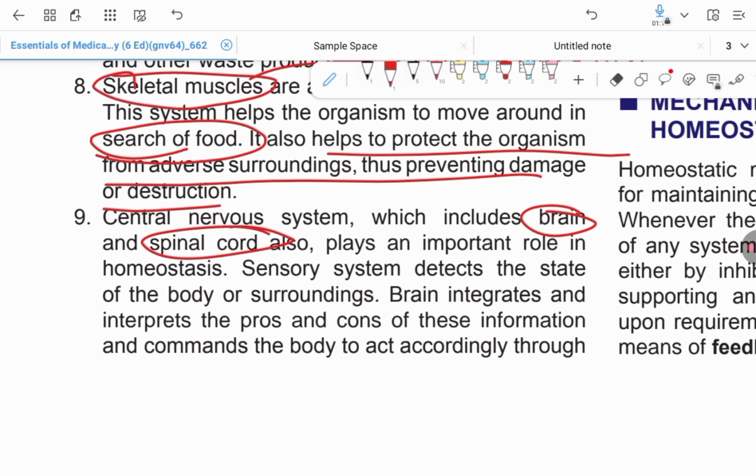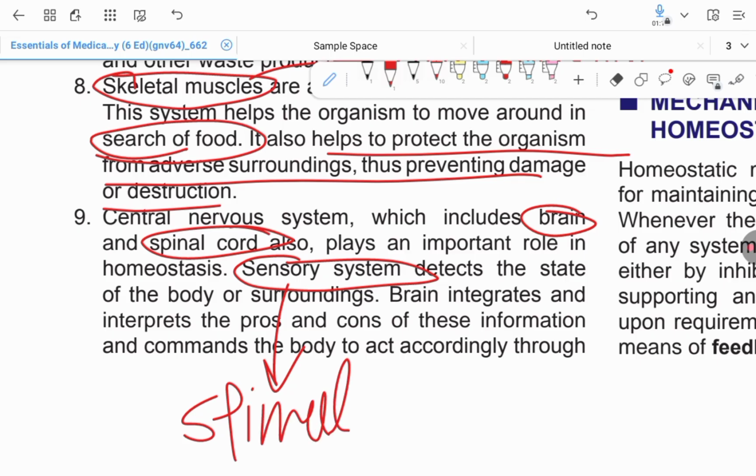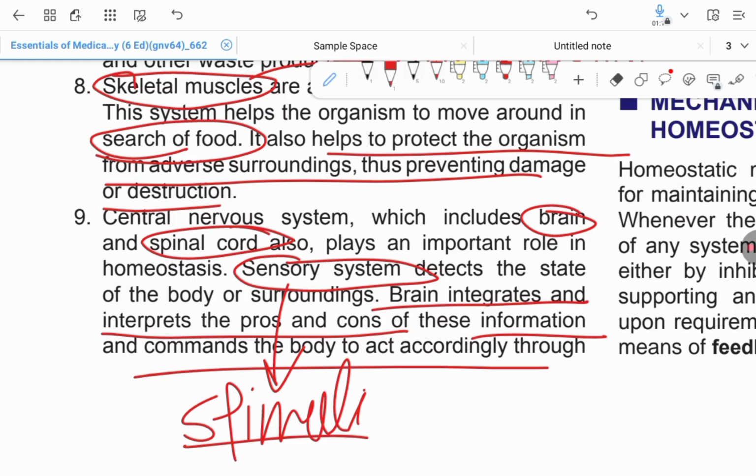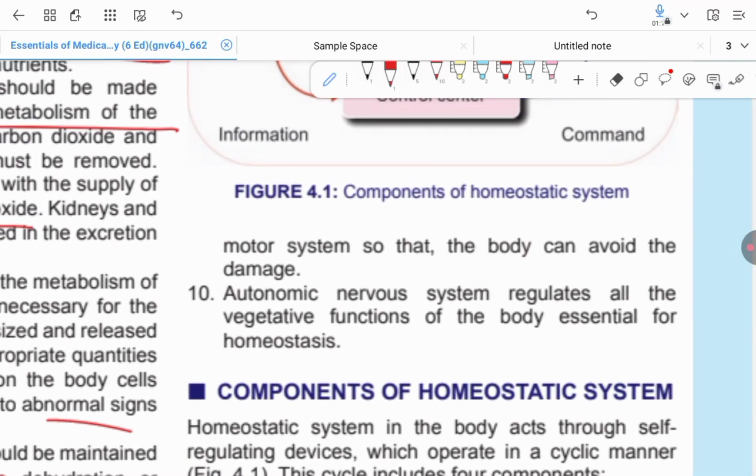So, the sensory system gets stimuli, it gets some message from the external environment. Okay, so our brain integrates and interprets the pros and cons of this information and commands the body accordingly. Okay, the motor system, so that the body can avoid the damage.